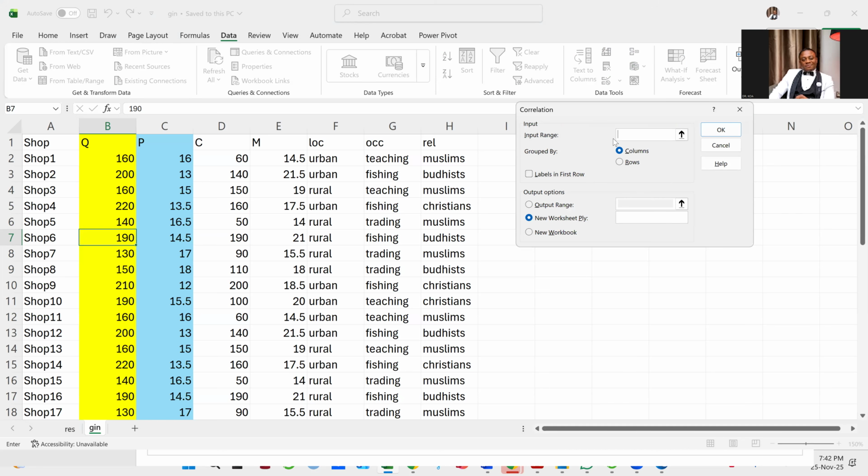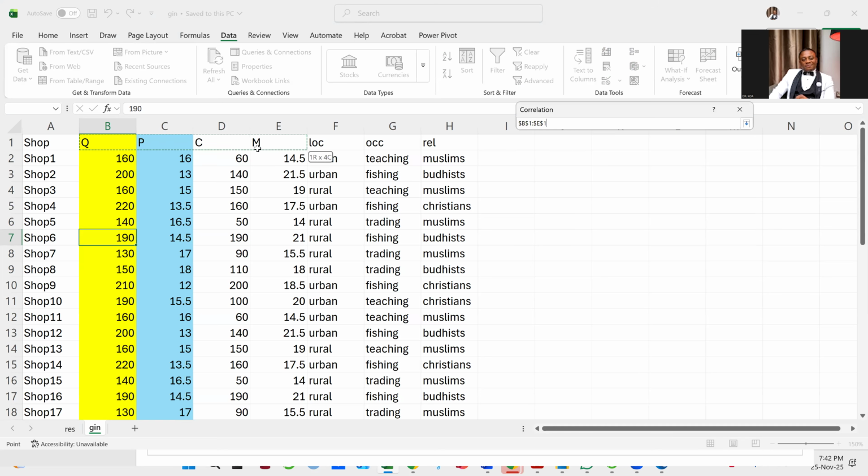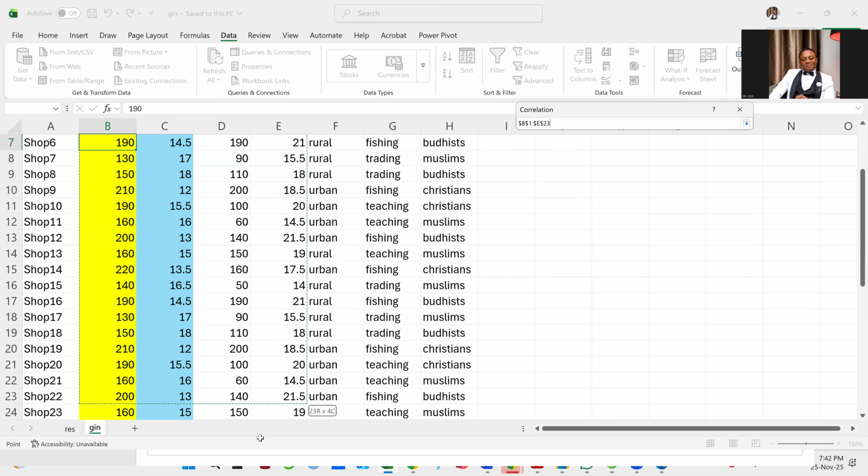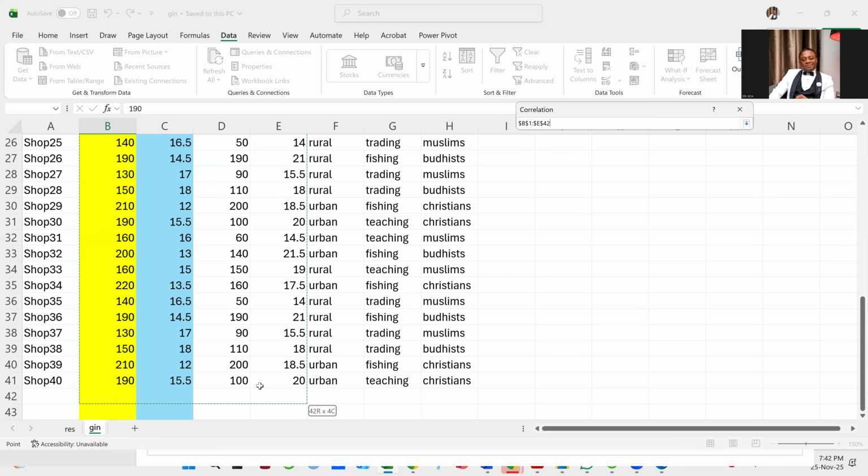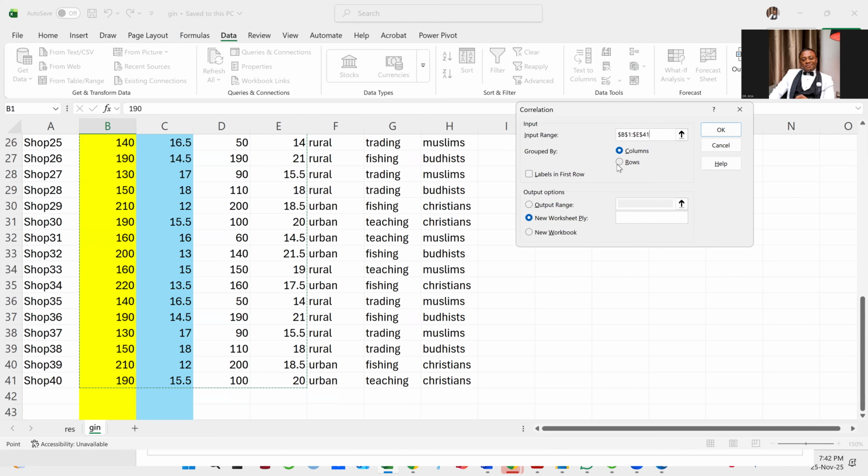When you click correlation, you see input range. Just click on the numerical variables. Don't look at the category. Click on K, drag it to M, and then move all the way to the end. Okay, that's it. And then check the labels, because when we're doing it, we selected the first information.